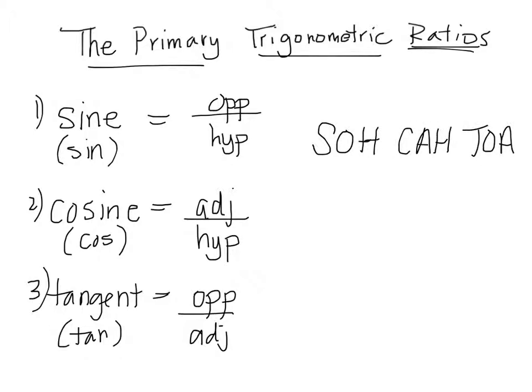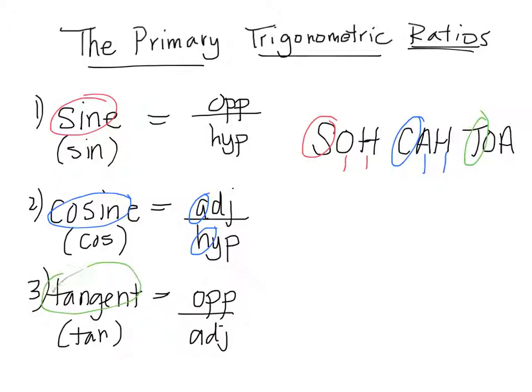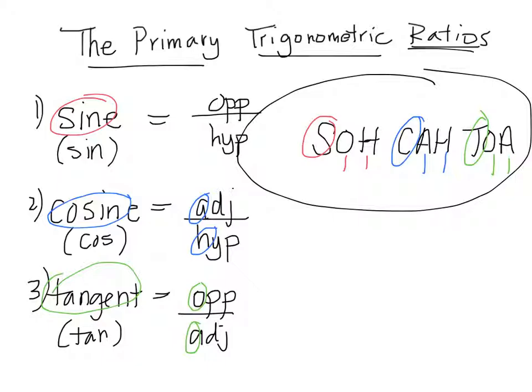SOHCAHTOA. Memorize this acronym, SOHCAHTOA. What do you think S stands for? Sine ratio. What is the sine ratio equal to? Opposite over hypotenuse. What's the next ratio? Cosine. What is that equal to? Adjacent over hypotenuse. And the last ratio is tangent. What is that equal to? Opposite over adjacent. Memorize SOHCAHTOA, and you've memorized the trig ratios in order.